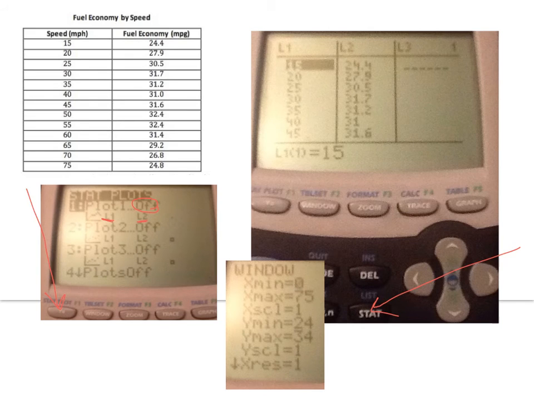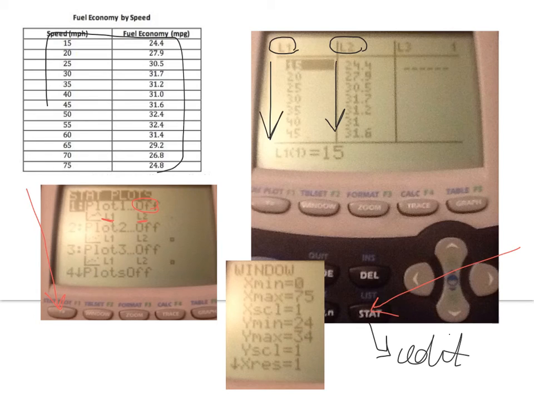All right, so first thing I did was I took this table, and in my graphing calculator, I pushed the stat button. After I pushed the stat button, I pushed the edit button, and you see here I have list 1 and list 2, and I populated the list. It took a little bit of time, but I took all this data right here and I put one into list 1 and the other one into list 2.